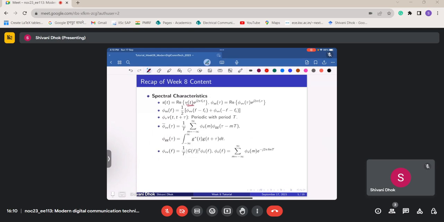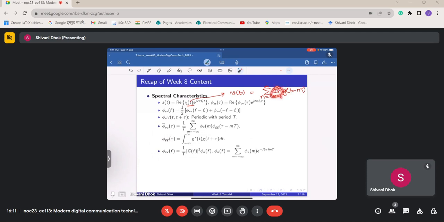We are considering a special form of this v(t), where v(t) is the summation over n running from minus infinity to infinity of a_n g(t minus nT). Here g(t) is the pulse shaping waveform. So we are looking at the spectral characteristics of a particular type of signal, which is the information carrying signal. So this is the information sequence that we are having.